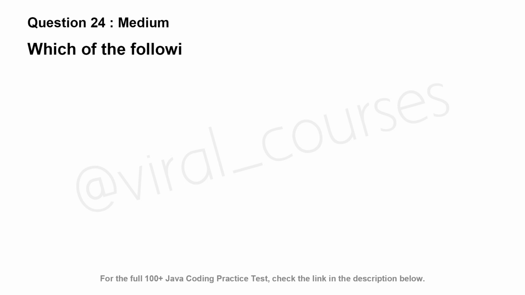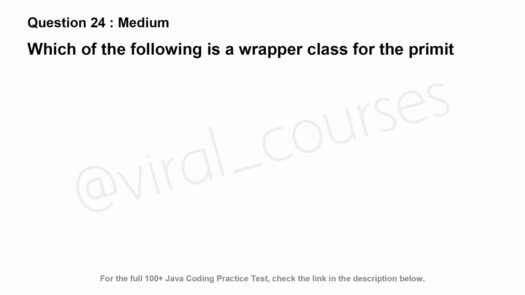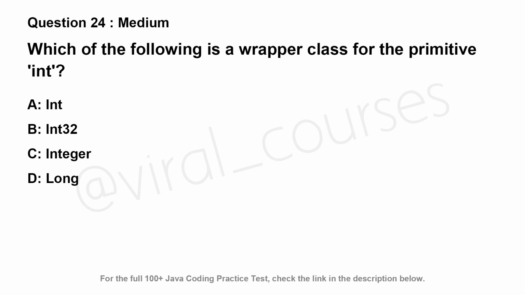Which of the following is a wrapper class for the primitive int? Option A, int. Option B, int32. Option C, Integer. Option D, long.